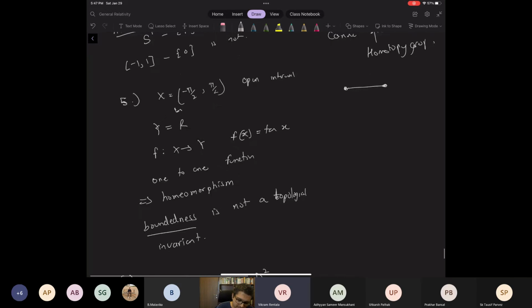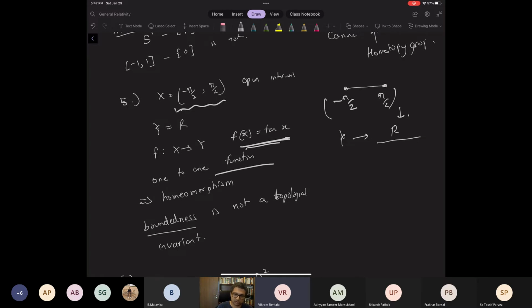Another example is if I take X to be the open interval (-π/2, π/2), and Y to be the real line. Then I can define a function from X to Y, and here I can define it explicitly. I can define it to be tan x. And this is a one-to-one function, which is onto, it covers the whole real line. And this is a homeomorphism. The inverse function exists on the interval (-π/2, π/2).